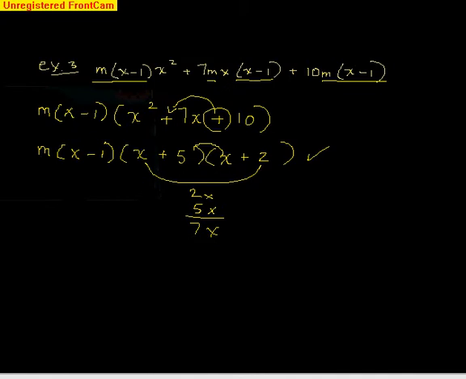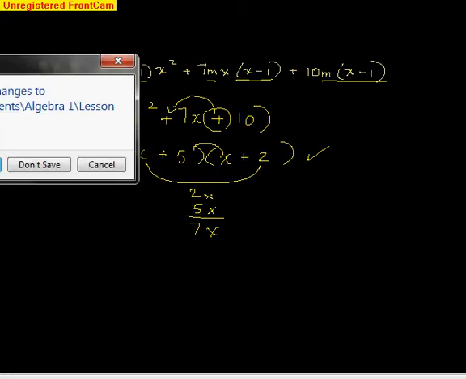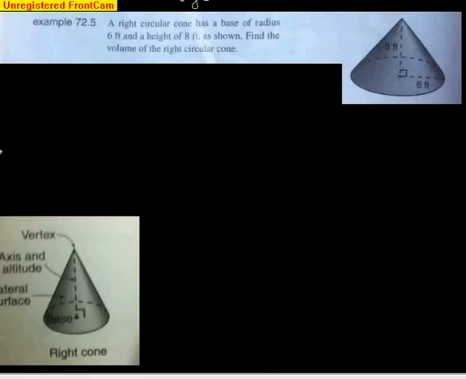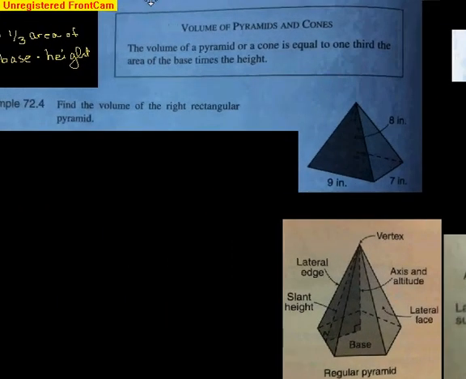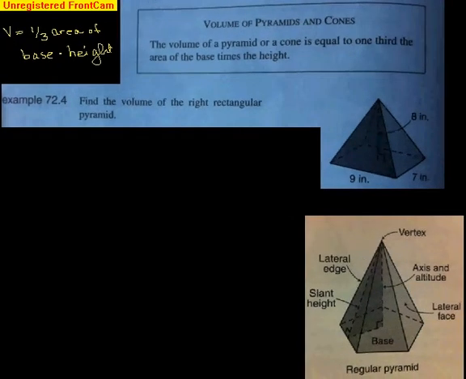Uh-oh, I lost my page. Let me see if I can find it. Lesson 72B disappeared. Hold on a second, everybody. Let's see if this works. Aha! I found it.